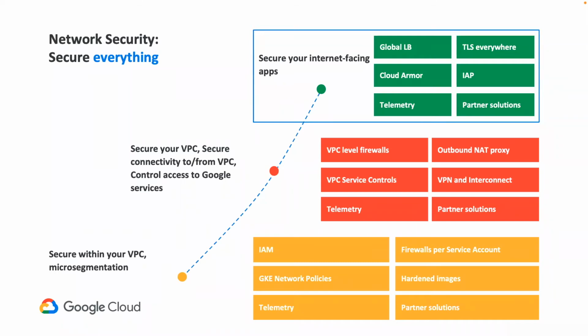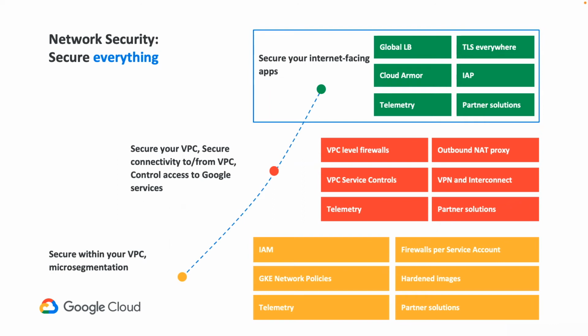The second layer in the middle in red is all about securing connectivity to or from your VPC and essentially controlling access to any sort of Google services. So that's where VPC level firewalls, hierarchical firewalls, all of these different capabilities come into play. Also things like using NAT proxy rather than straight away exposing your workload to the public internet, making sure that you use an outbound NAT proxy so that any outbound connections are going via a managed NAT, rather than making its presence directly through exposing its public IP address out on the internet.